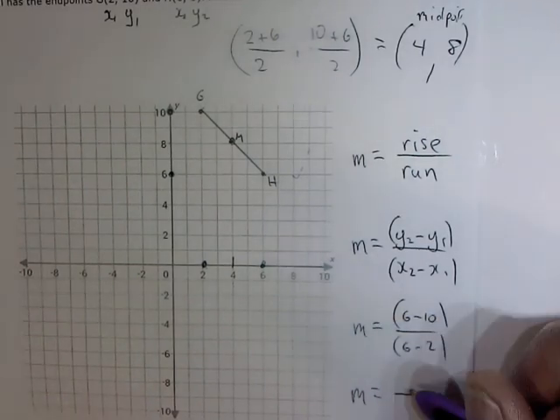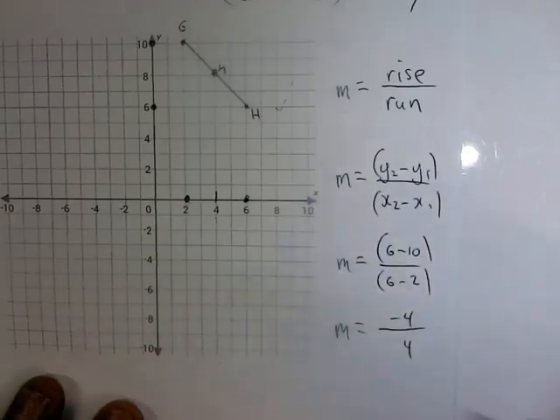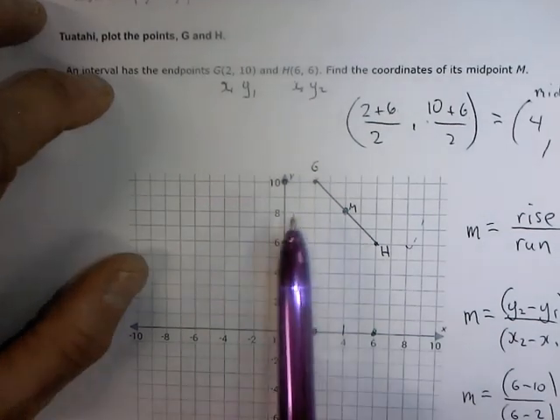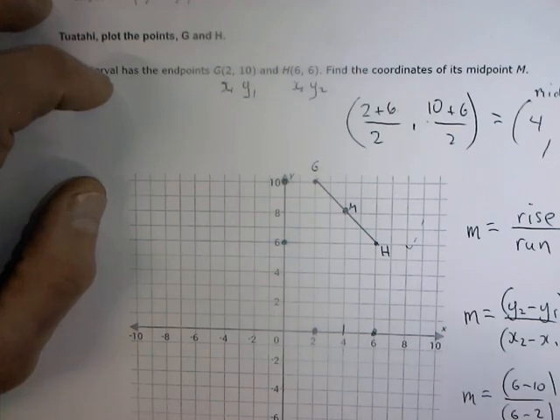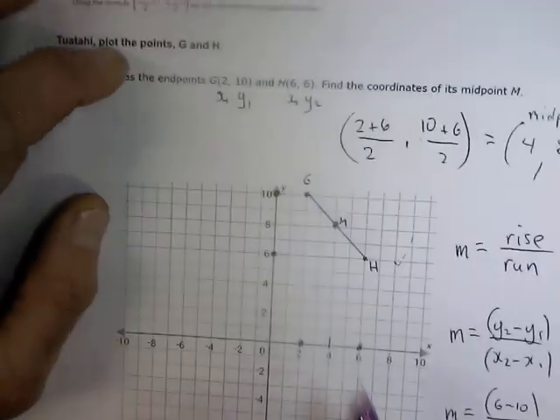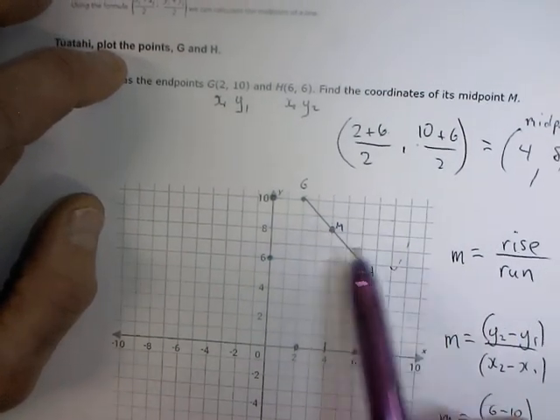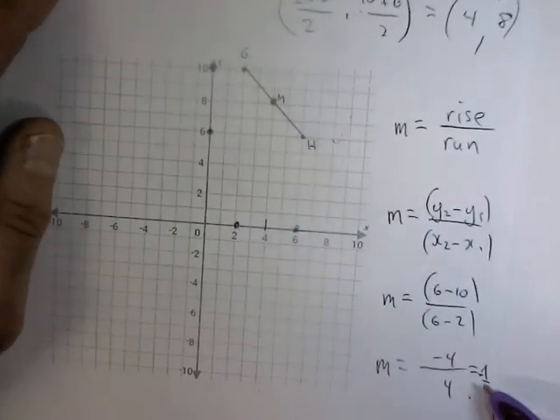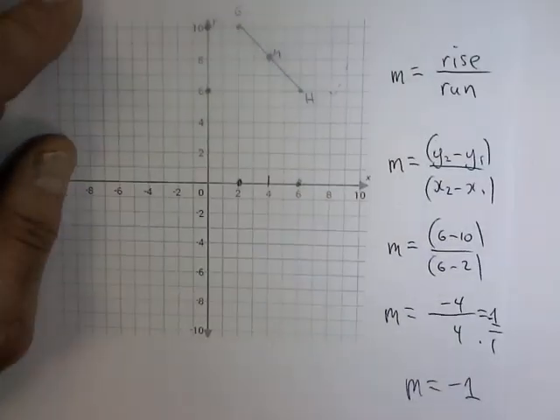M is going to be equal to 6 minus 10 is negative 4, over 6 minus 2 is 4. That comes out to be negative 4 over 4, which is negative 1. Now, what that means in terms of the line, as I go from one point to another, the gradient we said was negative 1. So, down 1 over 1, I'm back on the line. Down 1 over 1, I'm back on the line. So every time you go down 1 and over 1, because the rise was, you could even think of it as negative 1 over 1, or just M equals negative 1. That is the steepness of that line, negative 1.